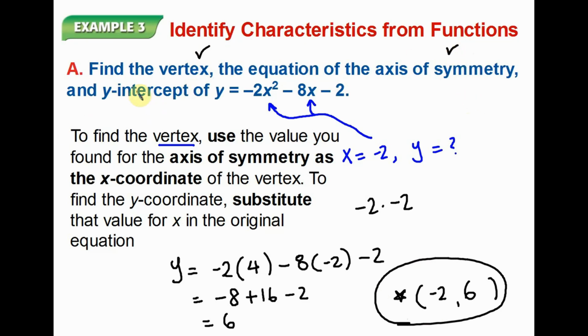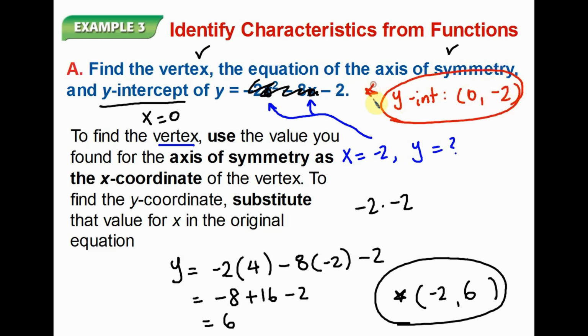Now, how do you find the y-intercept? The y-intercept always has x equal to 0. So if I plug 0 into all of the x's, this whole part will be gone and all you get is just negative 2. So the y-intercept becomes 0, negative 2, and that's going to be my third part of the answer.